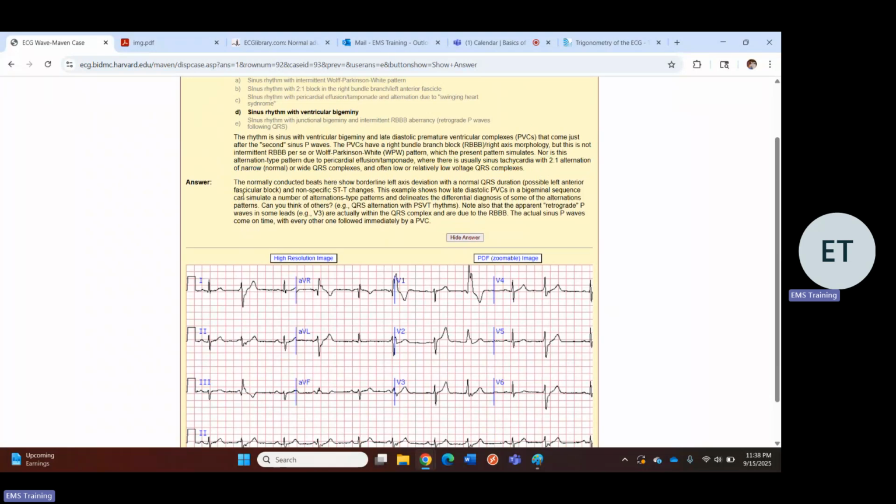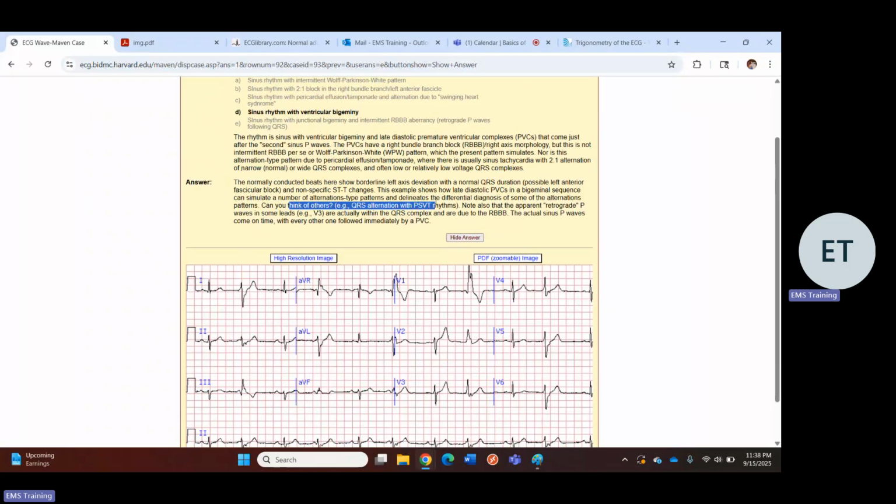Ooh, we forgot the axis. Or no, we didn't. Did we? Yeah, maybe we did. But there is left axis deviation. Late diastolic PVCs in a bigeminal sequence can simulate a number of alternation type patterns and delineates the differential diagnosis of some of the alternation patterns. Can you think of others?